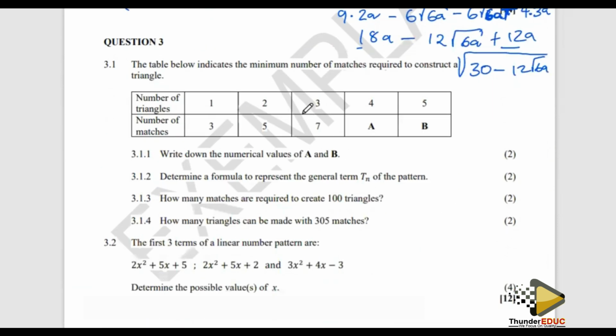Okay, question number 3. Table below indicates the minimum number of matches required to construct a triangle. So 1, 3, no, it's 3, 5, 7, A and B.